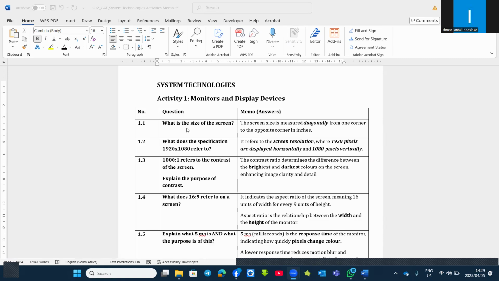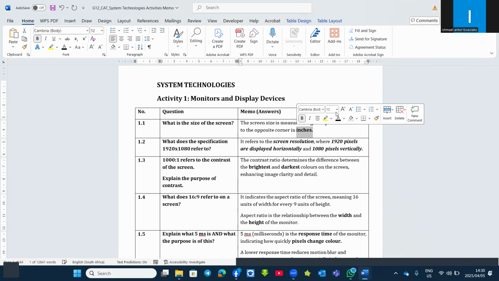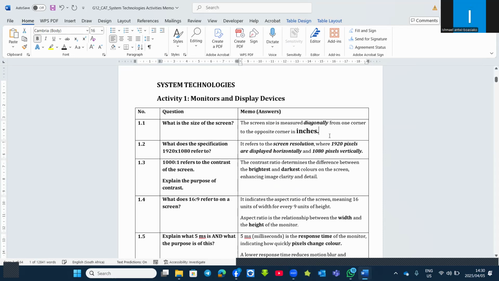First of all, they always ask questions about the size of the screen. How is it measured? And then also the unit of measurement. When you have a screen like a monitor, the monitor size is measured diagonally. That means from one corner to another corner. And then the unit of measurement is in inches. So a monitor is measured in inches from one corner to another corner, or you can say diagonally.